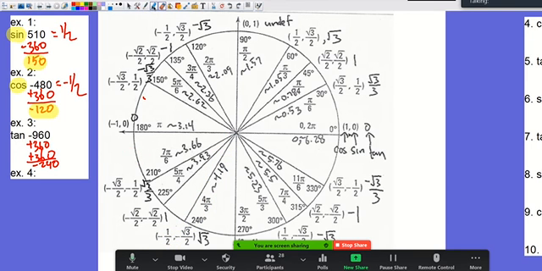Negative 240, again, let's use that method. Let's find positive 240. Positive 240 is right over here, and reflected across the x-axis, which lands you here. So that is negative 240, so we're looking at these right there. And tangent is the third one, which is negative √3.